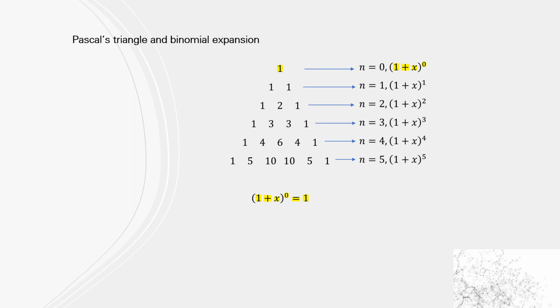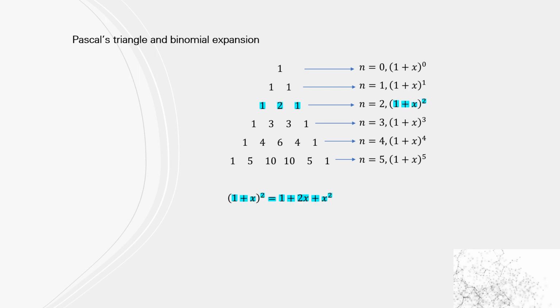So anything to the power of 0 is 1, and that's that first row. So when n equals 0, we just end up with 1. The next one, when you have something to the power of 1, you just get that. So 1 plus x to the 1 is just 1 plus x. So the coefficients are 1 plus 1x. So the 1 and 1 are part of your Pascal's triangle in that row, in the n equals 1 row.